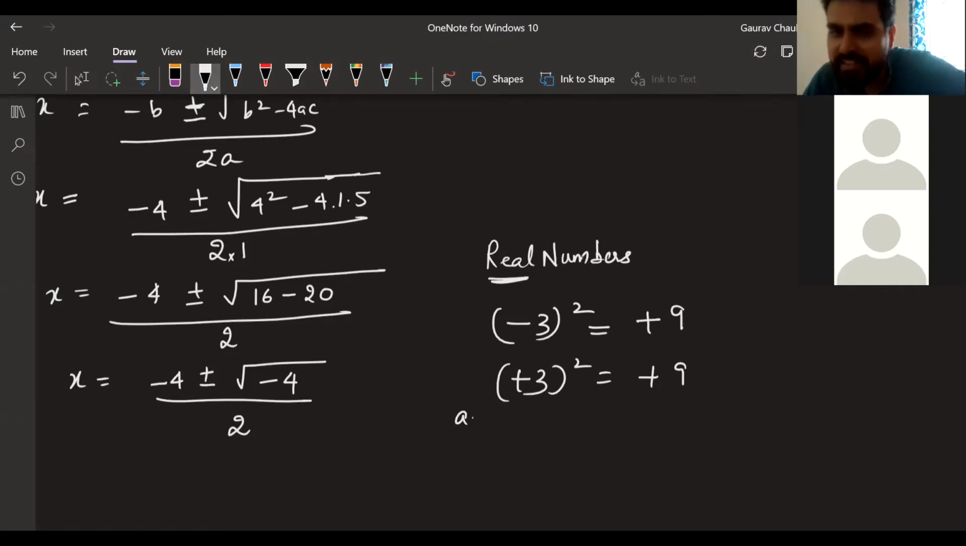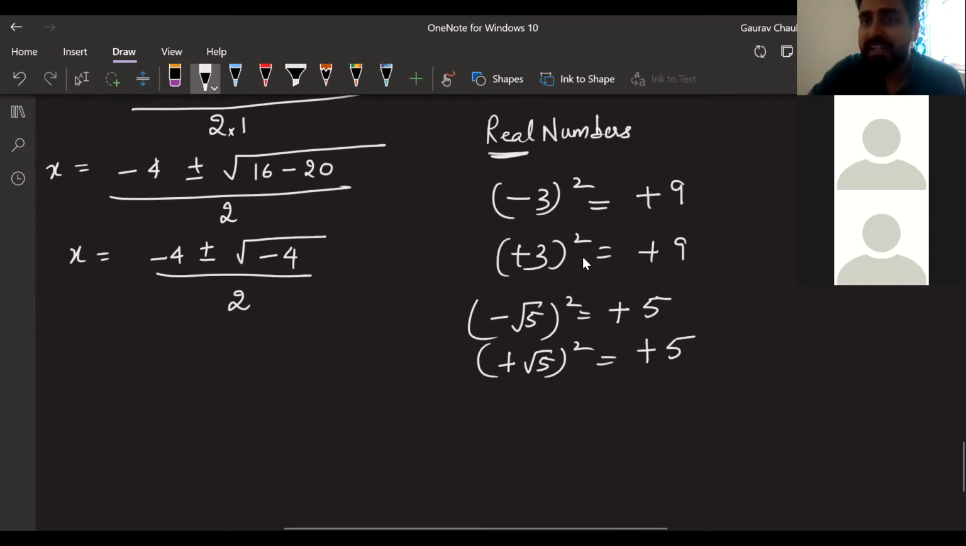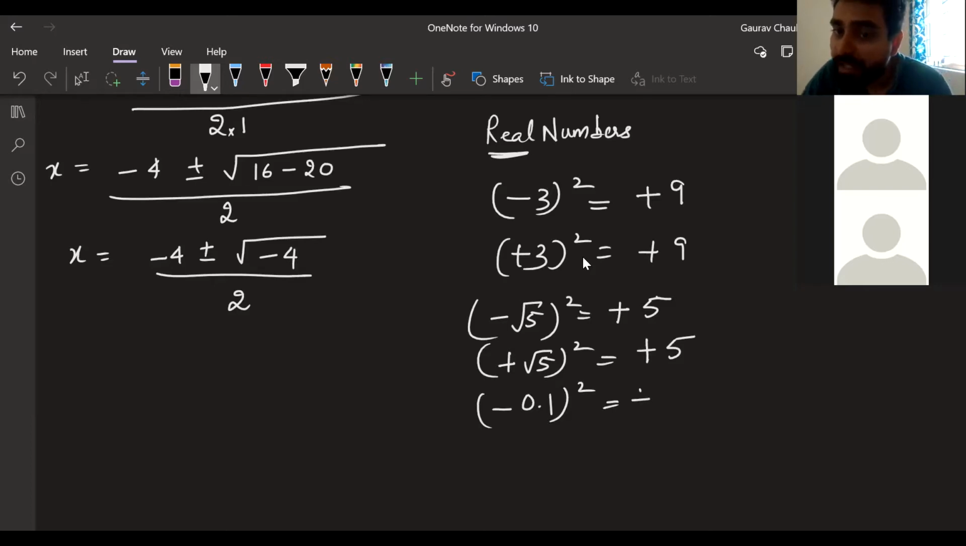Let's take an irrational number. You take minus root 5 square, you will get minus into minus is plus, root 5 into root 5 is 5. You take plus root 5 square, that will also give plus into plus is plus, root 5 into root 5 is 5. Does not matter. You take a decimal number, minus 0.1 square, minus into minus is plus, 0.1 into 0.1 is equal to 0.01. Plus 0.1 square, plus into plus is plus, 0.01.